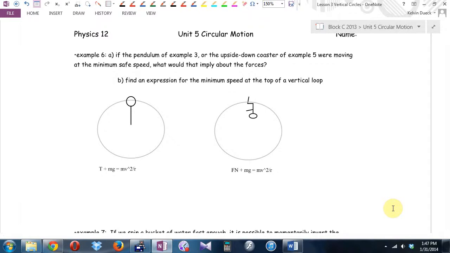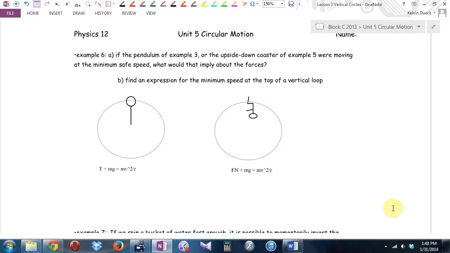Example 6a says, if the pendulum in example 3 or the upside down coaster of example 5 were moving at minimum safe speed, what would that imply about the forces? And find an expression for the minimum speed. I think I'm going to find an expression for the minimum speed first, because that's going to help me answer part A. So we just did the upside down roller coaster. We said normal force plus gravity equals mv squared over r. What would the normal force be if you were going at the minimum safe speed?